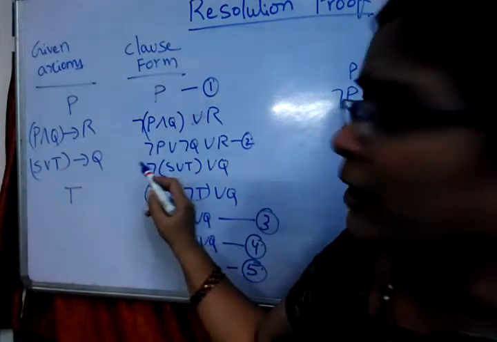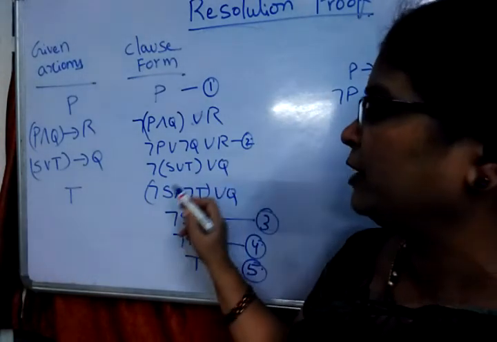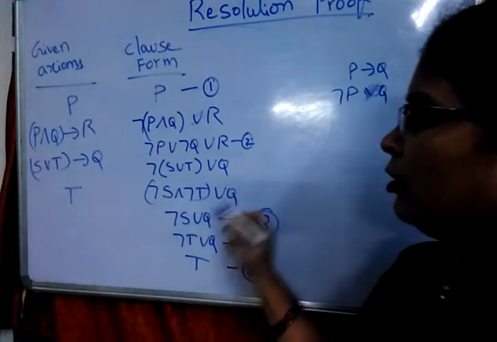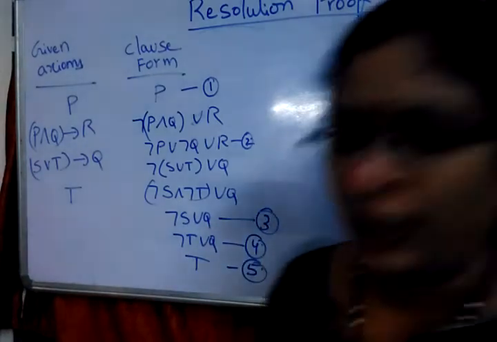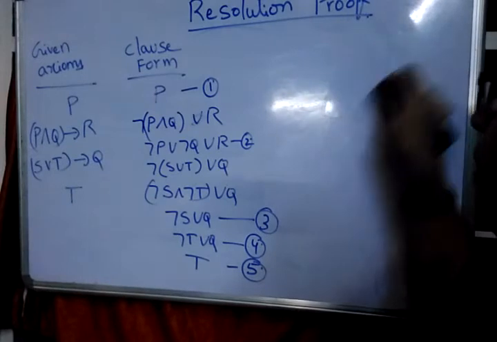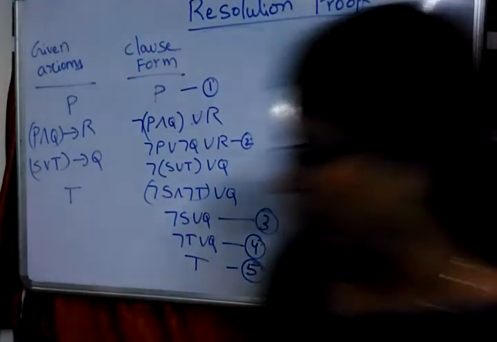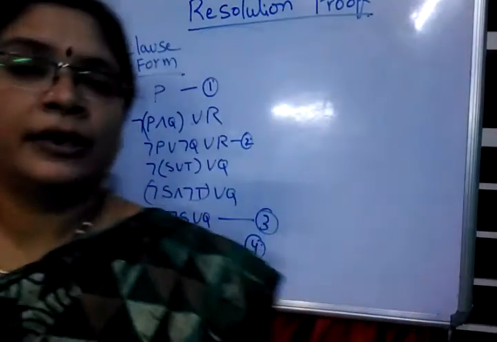Next, S or T implies Q. Negation of S or T implies Q, so that is negation S and negation T or Q. Negation S or Q, as well as negation T or Q. Like this I have completed all the 5 equations and written all these things in clause form.